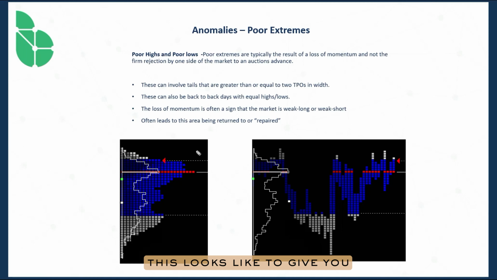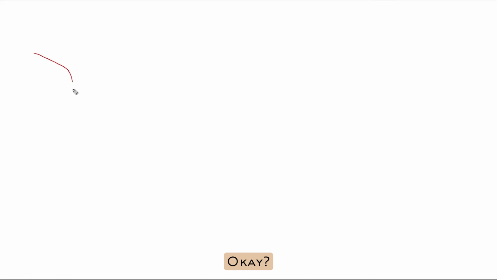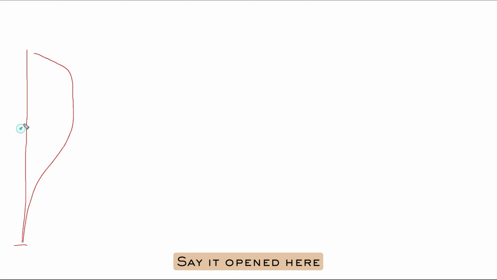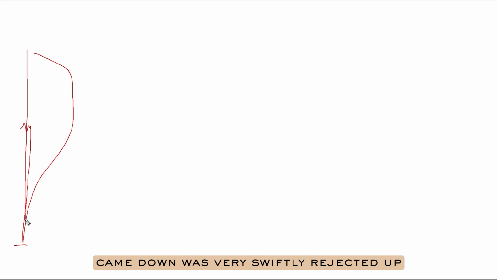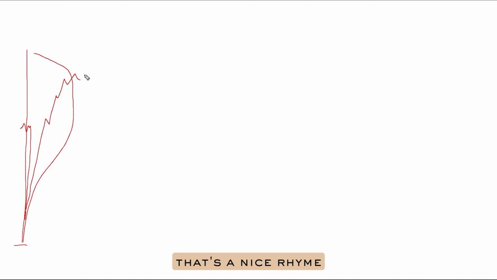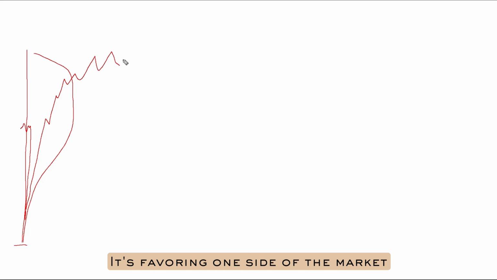And just to show you what this looks like, to give you a more clear description, imagine that this is the profile, and it's kind of dull on one side and it has a very clear rejection on the other. So mind the artwork, but very clear rejection down here, immediate buying response, and they push this thing up. Say it opened here, came down, was very swiftly rejected up, and now for the duration of this rotation, that's a nice rhyme, it's favoring one side of the market.